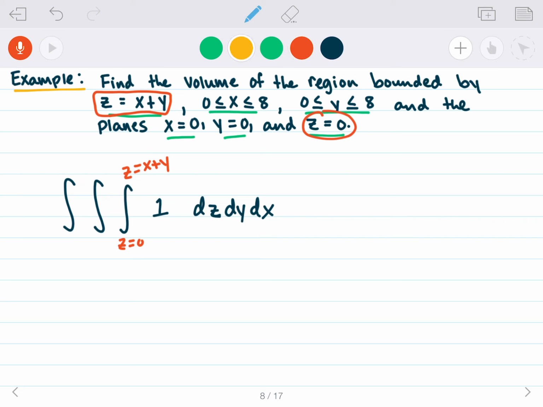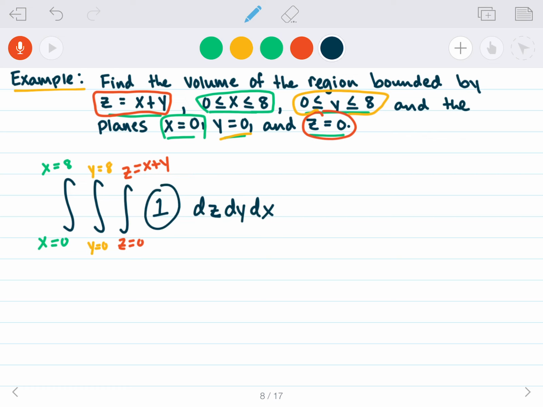Let's do y next, because that's my middle. So y, I'm going from y equals 0 to y equals 8. And then for x, I'm going from x equals 0 to x equals 8. I can see the 0 here as well. So x equals 0 to x equals 8. So let's go ahead and do this.